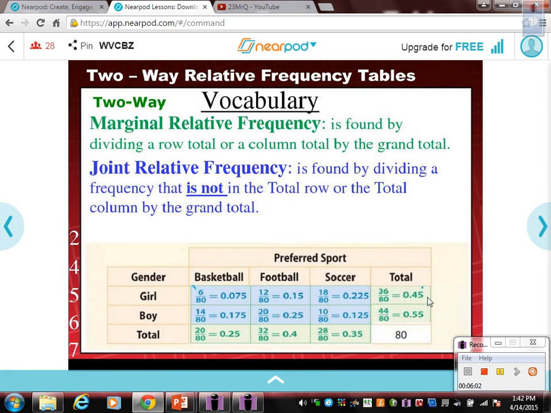Copy those definitions, please. I'll give you guys 20 seconds. No, just kidding. 40 seconds. Go.